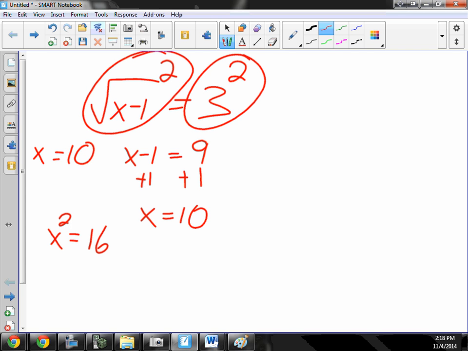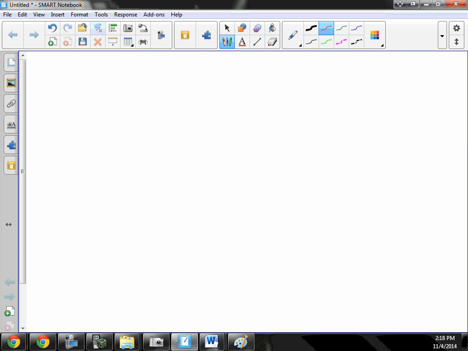So on all of these problems, you have to plug them back in and double check: does my answer actually work or not? Because sometimes it won't. So I'm going to put 10 back in here. 10 minus 1, 9. Square root of 9, 3. We're good. Okay? Well, what if I had 2x minus 5 square rooted equals negative 3?